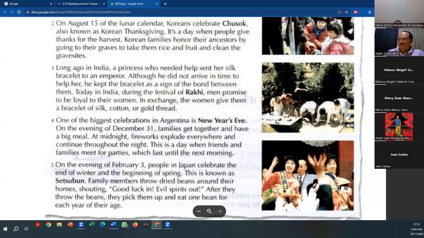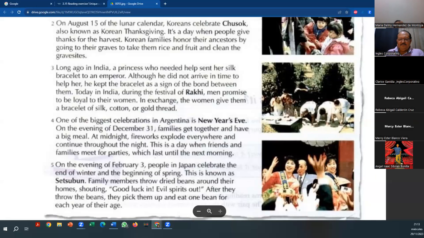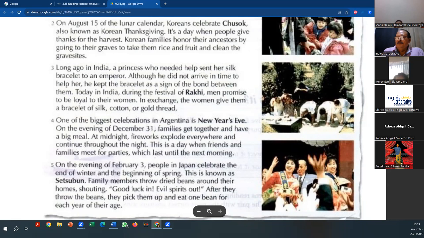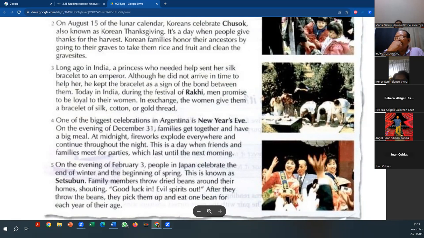On the evening of February 3rd, people in Japan celebrate the end of winter and the beginning of spring. This is known as Setsubun. Family members throw dry beans around their homes, shouting good luck in, evil spirits out. After they throw the beans, they pick them up and eat one bean for each year of their age.